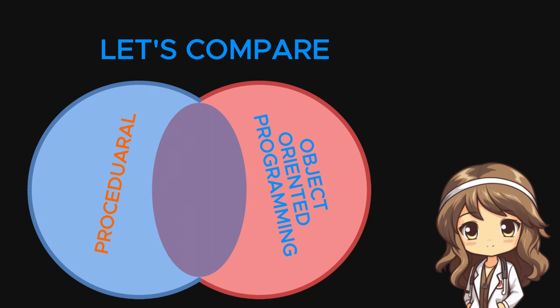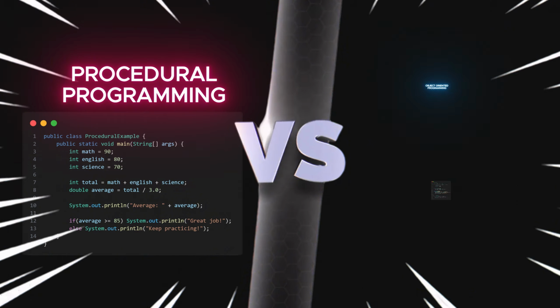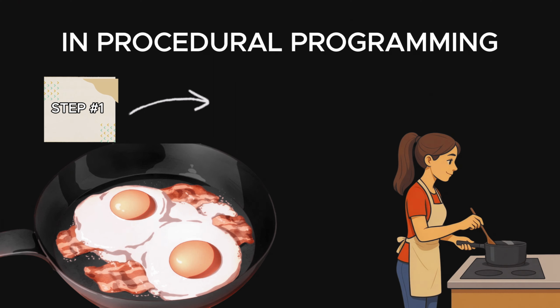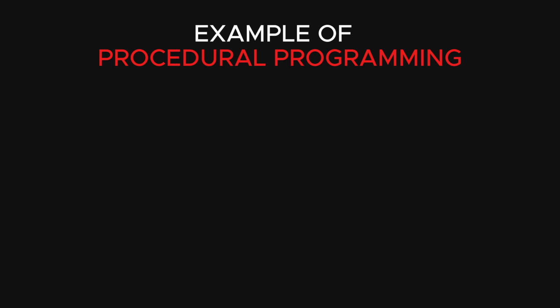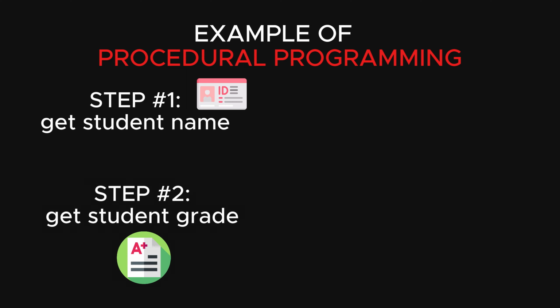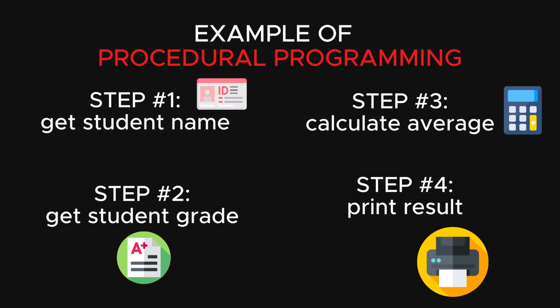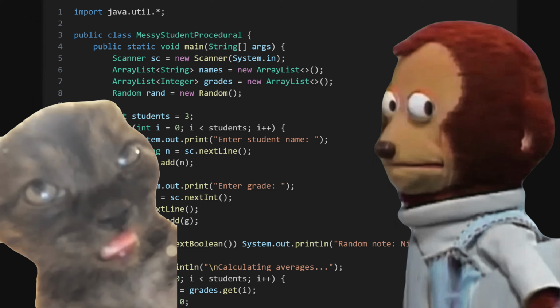Now, let's compare two ways of programming: procedural programming and object-oriented programming. In procedural programming, it's like following a recipe step by step. For example, step 1, get student name. Step 2, get student grade. Step 3, calculate average. And last but not the least, step 4, print result. It works, but scaling or changing code can be messy.